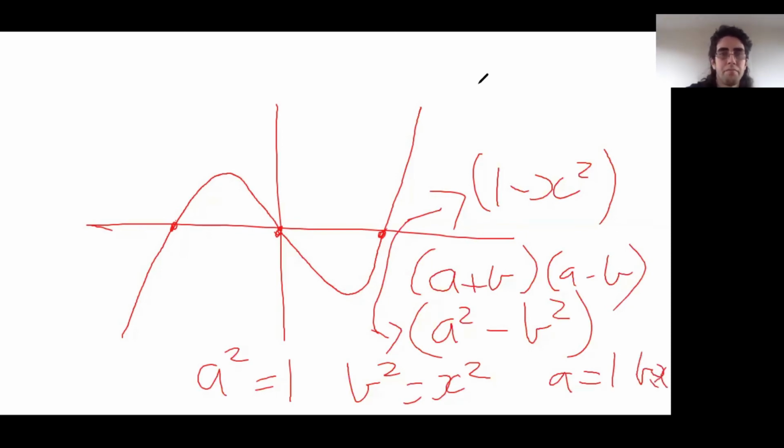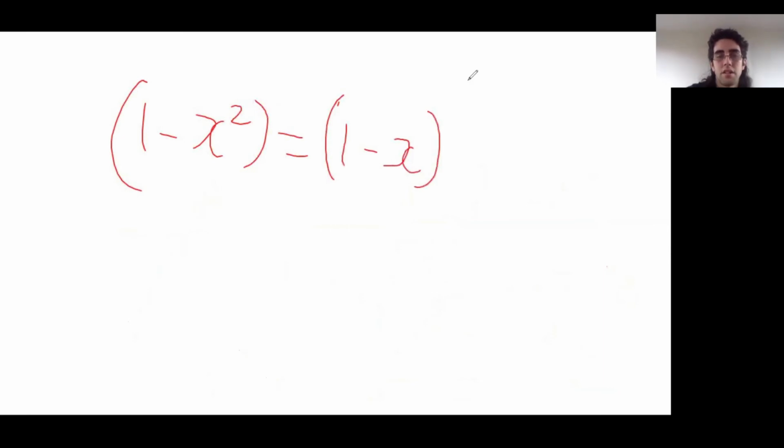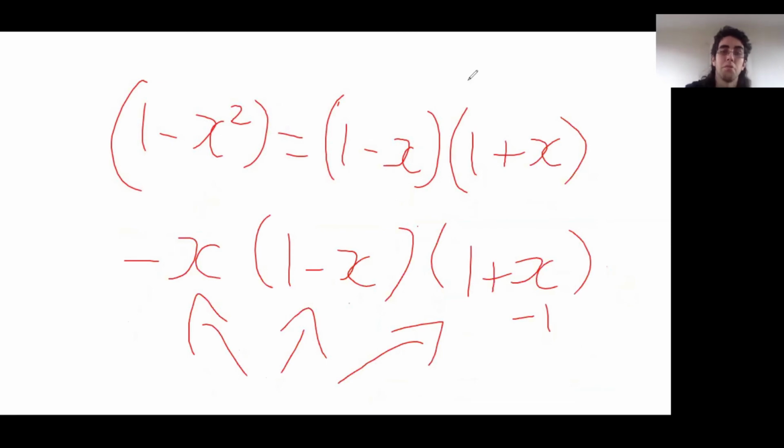So therefore, 1 minus x squared is actually equal to 1 minus x times 1 plus x. So our equation is actually minus x times 1 minus x times 1 plus x. And what you'll realize is each of these three factors are linear. So therefore, at the points negative 1, 1, and 0, the line of the graph passes straight through the intercepts. All right, I hope that helps.